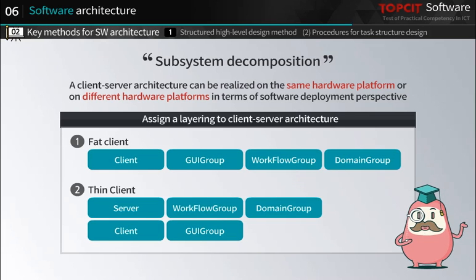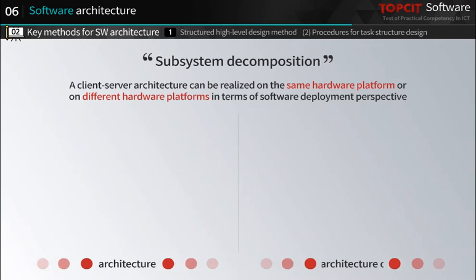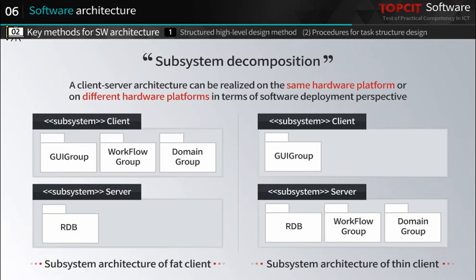Looking at the first fat client, each client consists of GUI group, workflow group, and domain group, while thin clients consist of server, workflow group, domain group, client, and GUI group. The figure on the screen is a subsystem architecture diagram decomposed into subsystems according to the previous activities. The left side is the subsystem architecture of fat client, and the right side is the subsystem architecture of thin client.